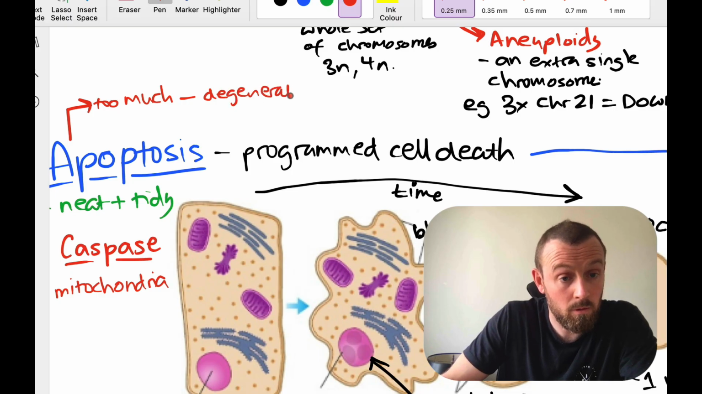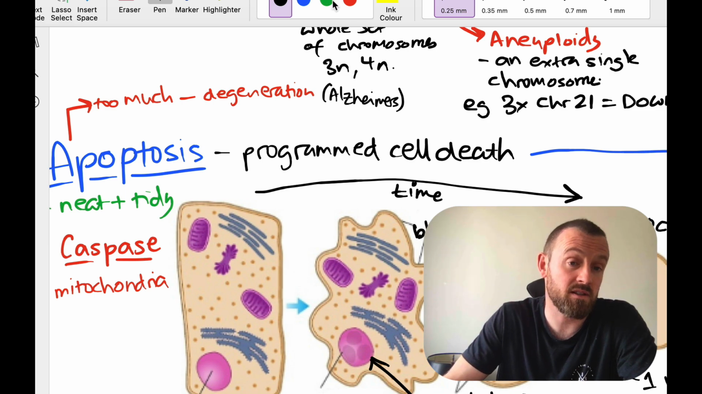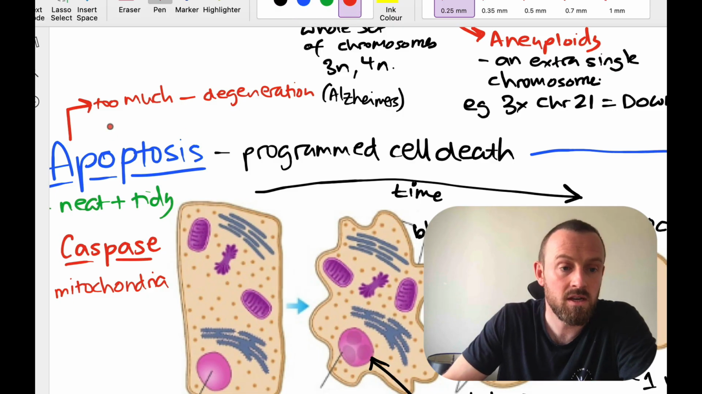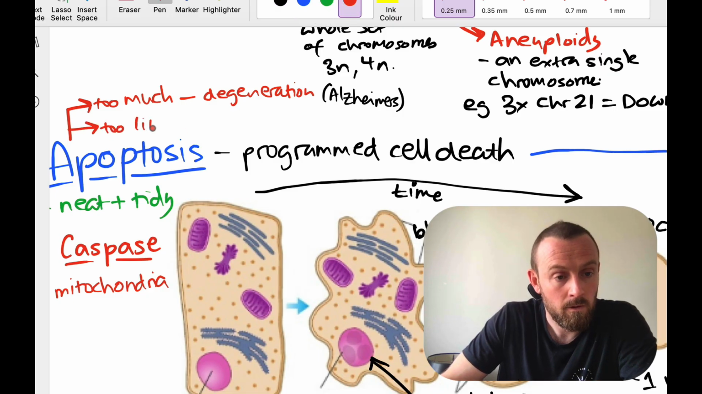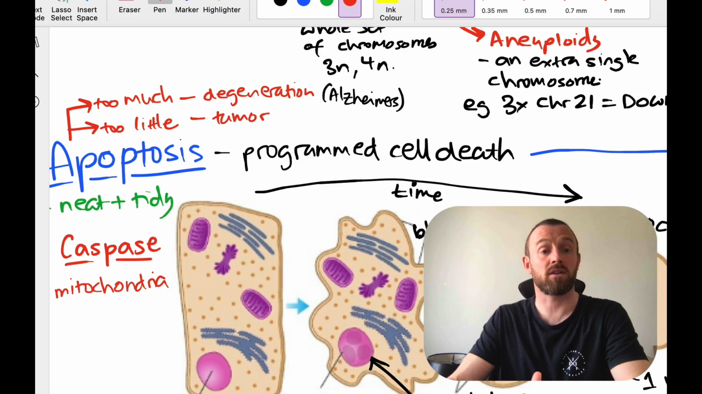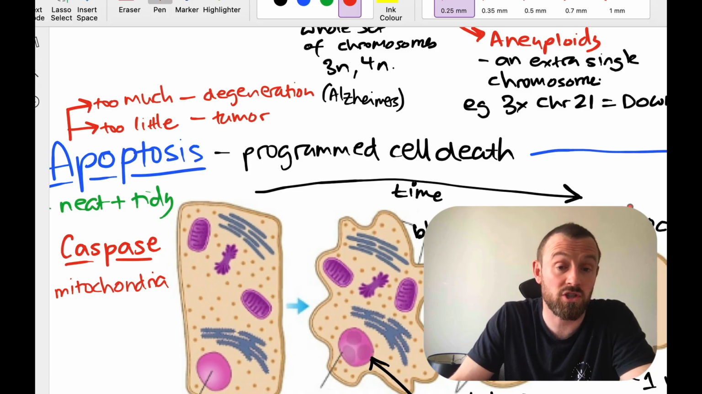So for example, Alzheimer's in the brain is caused by apoptosis of brain cells, and this is the thing that I was researching at university, or too little can lead to tumor formation. If cells that should be killing themselves aren't, then you could get tumor formation and cancer.